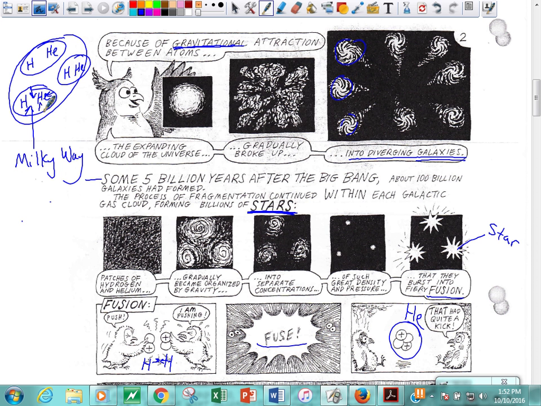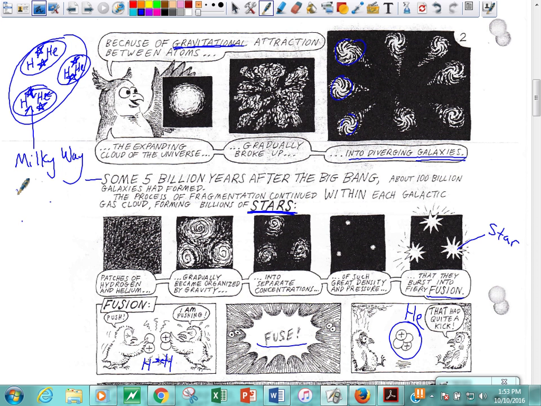Okay, so now we've got these patches of hydrogen and helium inside the galaxies making stars. How many stars are there? Just an incredible number of stars. There's billions and billions, and there's billions and billions of galaxies out there. So, okay, are we good to that point?